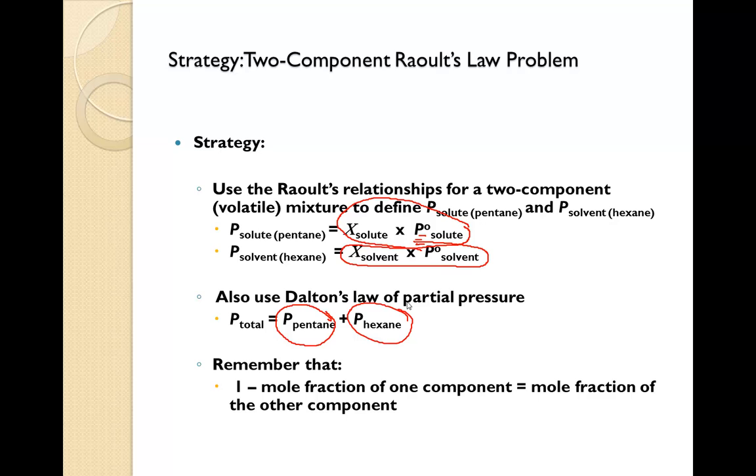So let's take a go at this. The pressure of the solution is equal to the mole fraction of the pentane times the vapor pressure of pure pentane, and the mole fraction of the hexane times the vapor pressure of pure hexane.